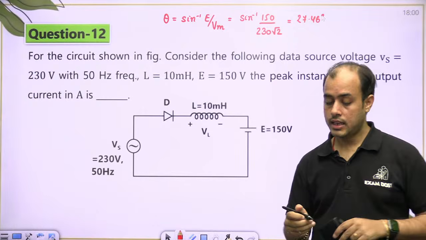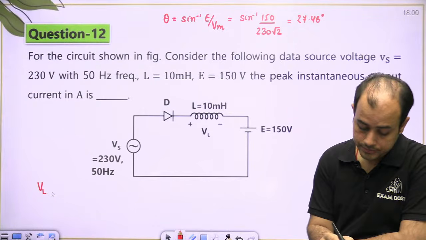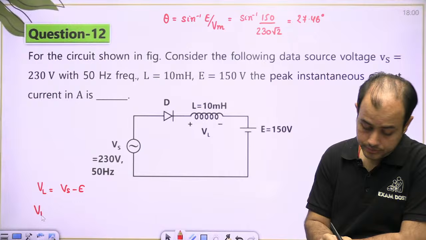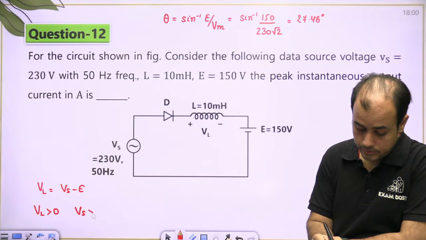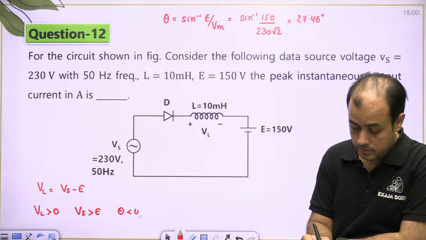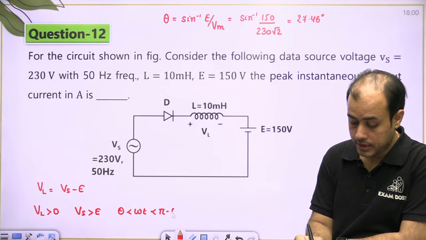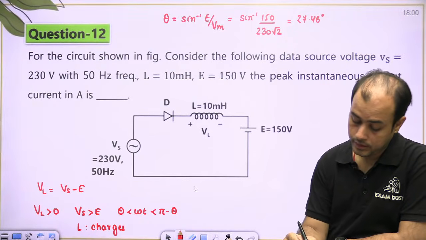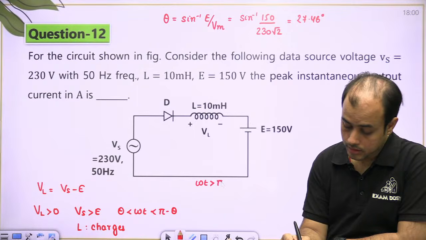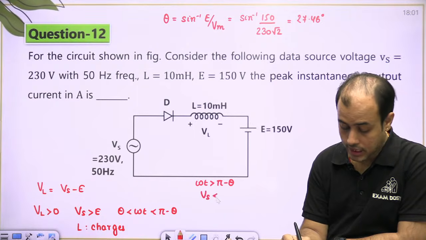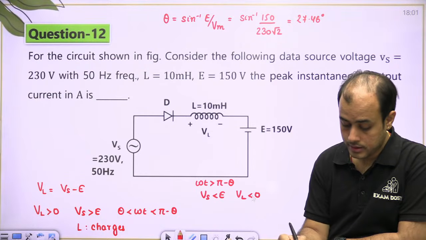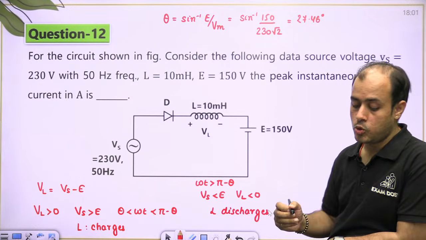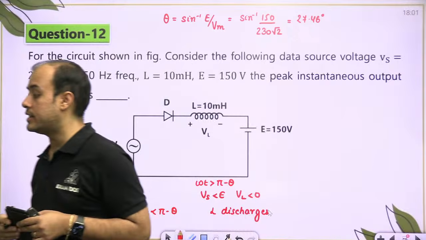27.46. Now beta, what is inductor voltage? Vs minus E. This will happen from theta up to pi minus theta. Inductor charges. After pi minus theta it is negative, so the inductor discharges. So the inductor charges up to pi minus theta, after which it will discharge.